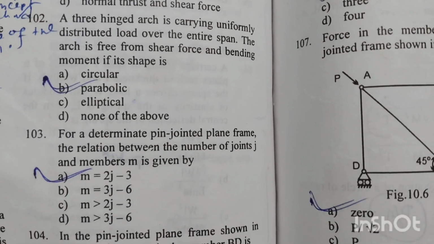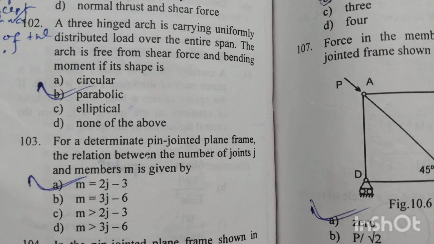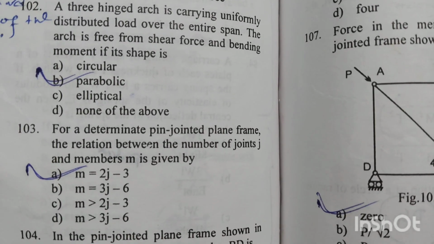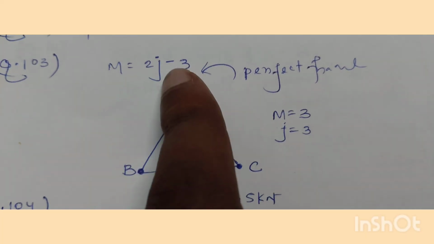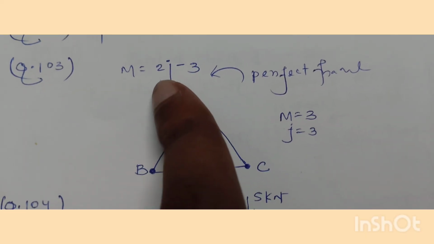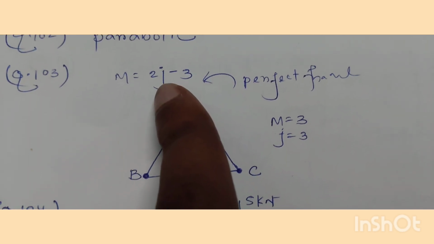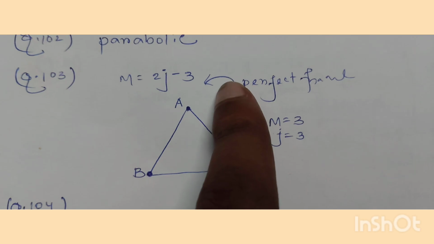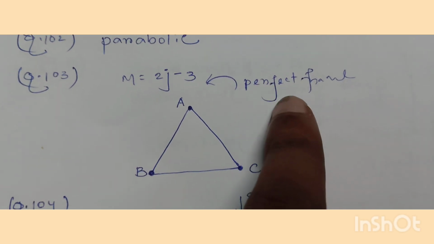Question number 103. For a determinate pin jointed plane frame, the relation between the number of joints J and the members M is given by. For a perfect frame, we know the relation M equals 2J minus 3. M is the number of members in the frame, J is the number of joints in the frame, and if this equation is satisfied, then we call the frame a perfect frame.